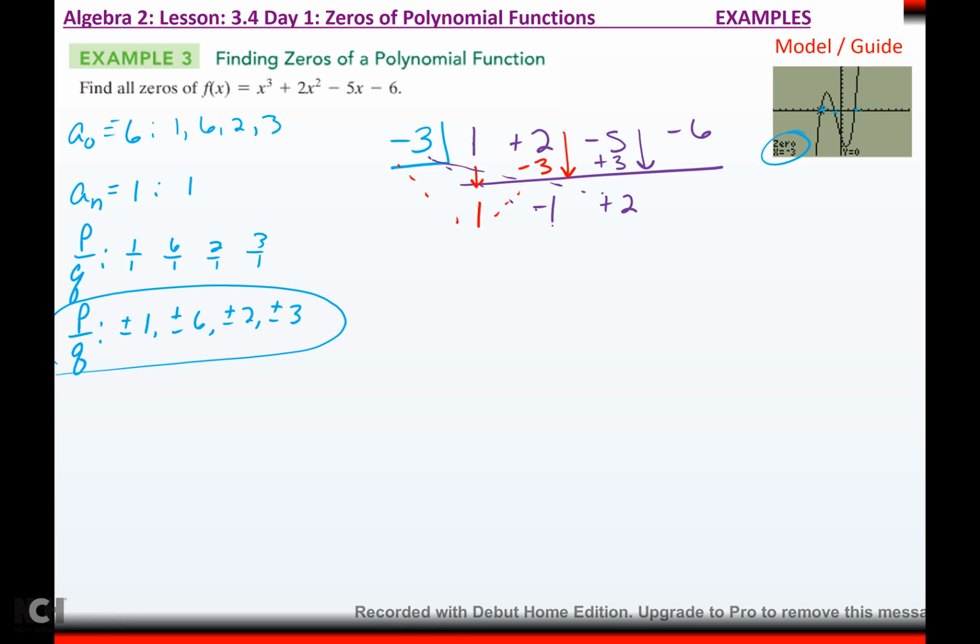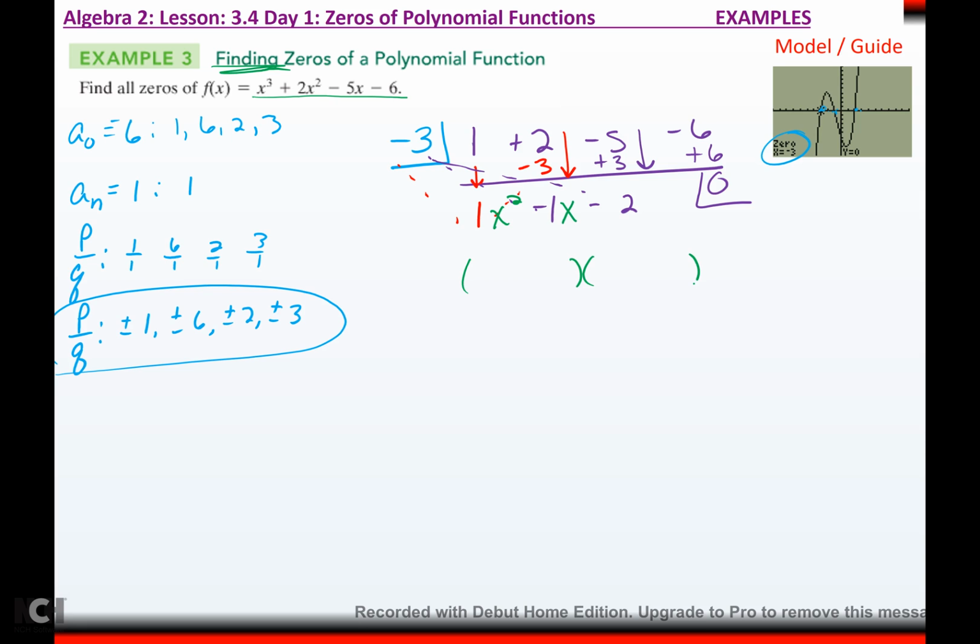1, negative 3, negative 1, positive 3. Oh, that comes out negative 2, sorry. Which comes back positive 6, which gives me a remainder of 0. Now, what's neat about this is, just like we did before, you have to press the polynomial. My original function was a third degree, so this is now a second degree. And now that I have a second degree, I can find the remaining zeros by factoring this.